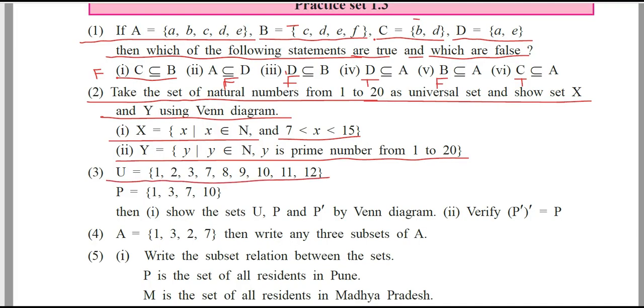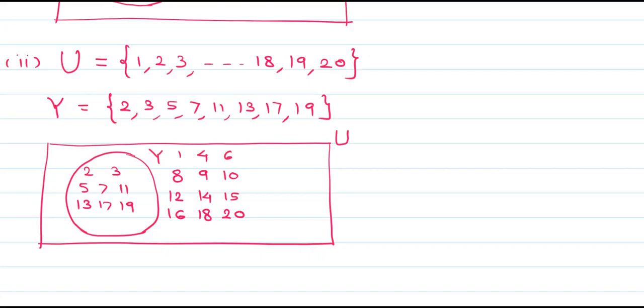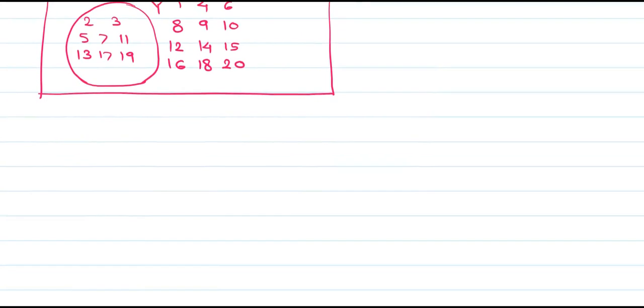Now next question, U is equals to 1, 2, 3, 7, 8, 9, 10, 11, 12 and P is 1, 3, 7, 10. Then show that U, P, P dash by the Venn diagram.